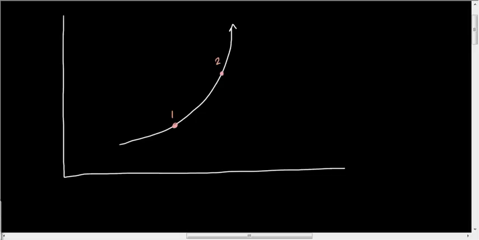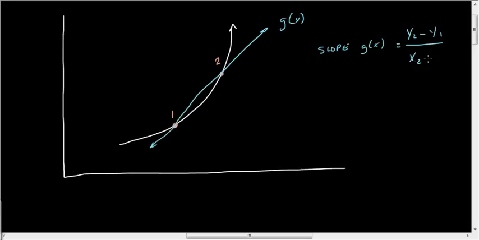And without calculus, we know that we can go ahead and draw a line between these 2 points, at least a semi-straight line, and we can find the slope of that line. And we know that the slope of g of x, in this case, is equal to y2, or the y-coordinate of the second point, minus y1 over x2, or the x-coordinate of the second point, minus x1. And that's all fine and good. And this other one we'll call f of x.